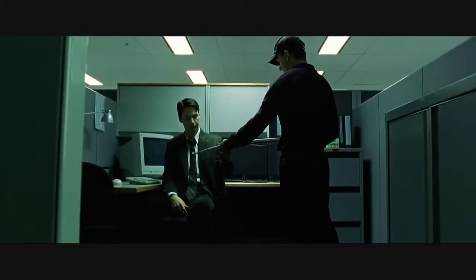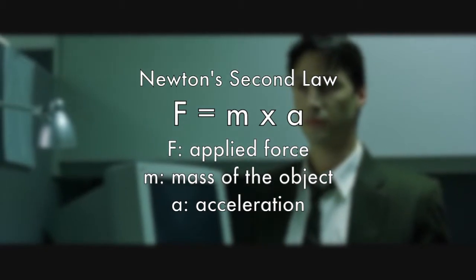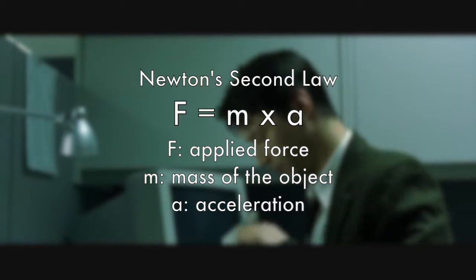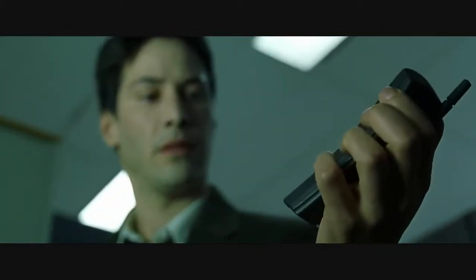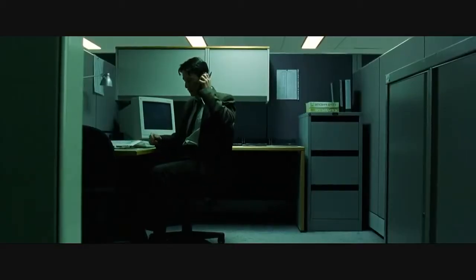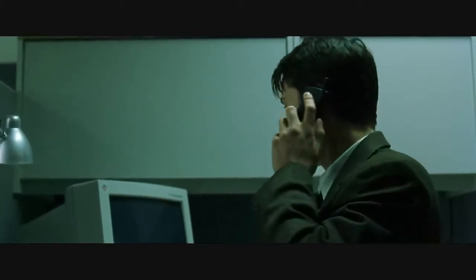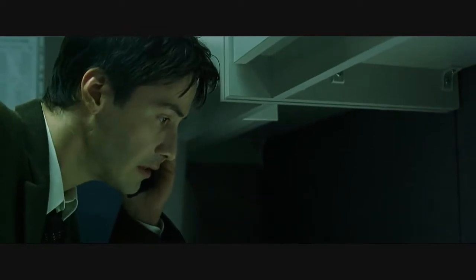Based on Newton's second law of motion, the relationship between an object's mass, m, and its acceleration, a, and the applied force, F, is F equals m times a. Keanu Reeves, the actor who plays Neo, weighed approximately 75 kilograms in 1999 when The Matrix was being filmed. This makes the object's mass equal to 75 kilograms.